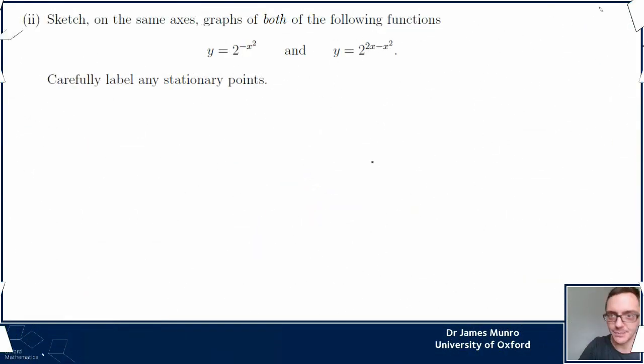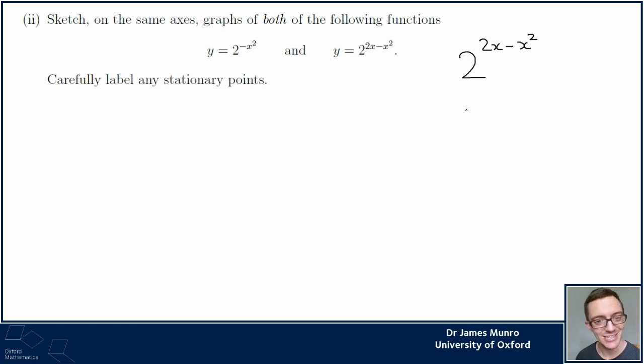Okay, next part of the question. This is just the curve sketching part of the question. We've done transformations, time to look at some curve sketching. Sketch on the same axes graphs of both of the following functions. y equals 2 to the minus x squared and y equals 2 to the power of 2x minus x squared. Carefully label any stationary points.